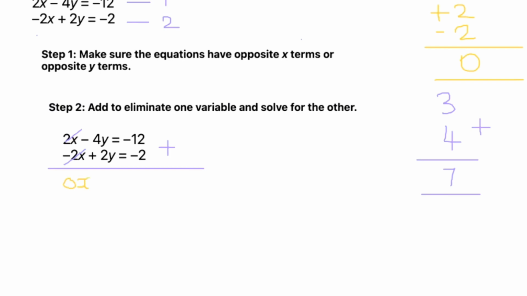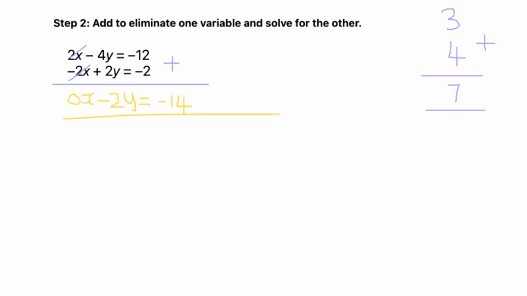And minus 4 and plus 2, which is minus 2y. Right? Even though we are adding, minus times plus is minus. So for both values, you simply have minus 12 and minus 2, minus 14. Minus 2y is equal to minus 14. That is what we got from the above equation.